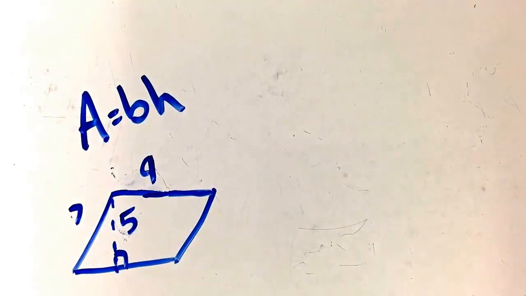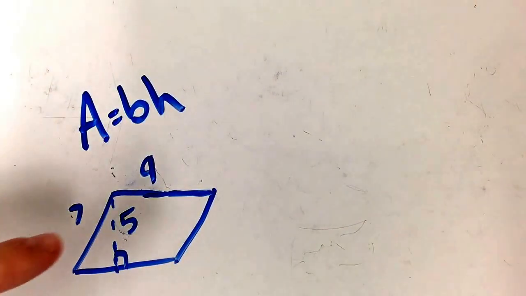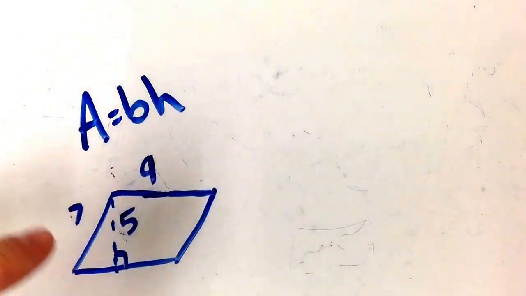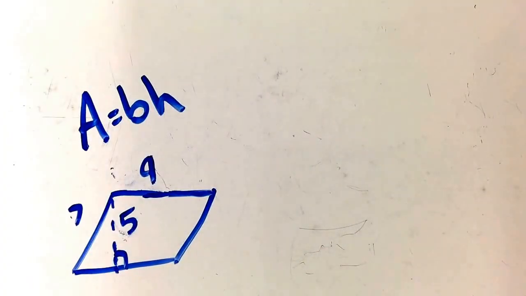So what you see on the screen is a parallelogram. I've got two sets of parallel sides, and I've got my area formula: A equals base times height. This is very similar to a rectangle area formula, which is length times width. One thing we're going to have to watch out for in parallelograms, triangles, and really trapezoids, is that the base and the height always form a right angle.